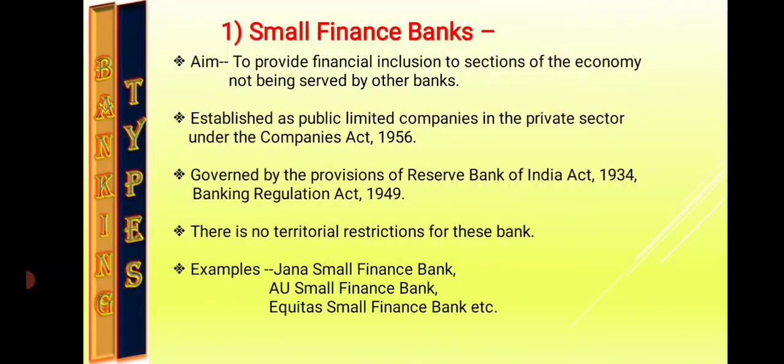Now, till now we understood 9 types of banks. Now see, there are some new modes of banking, and in this we will see 2 types of banks. The first one is small finance banks. The aim behind these banks is to provide financial inclusion to sections of the economy not being served by other banks, such as small business units, small and marginal farmers, micro and small industries and unorganized sectors, etc.